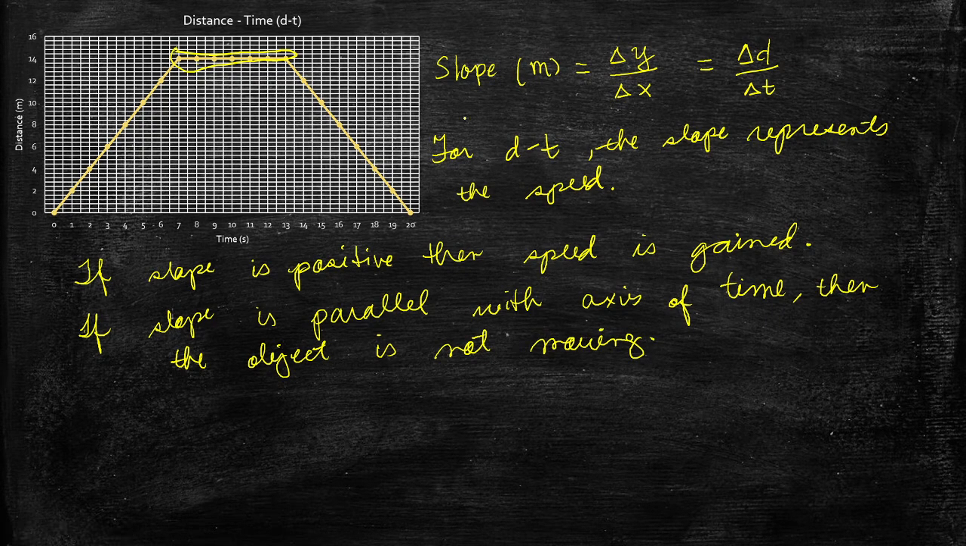Now let us examine this part here where the slope is leaning to the left. If the slope is leaning to the left, it means to say that we are losing speed. Another way of interpreting this graph is that the object is returning from its starting position. Okay? So that is what we can say for a distance time graph.